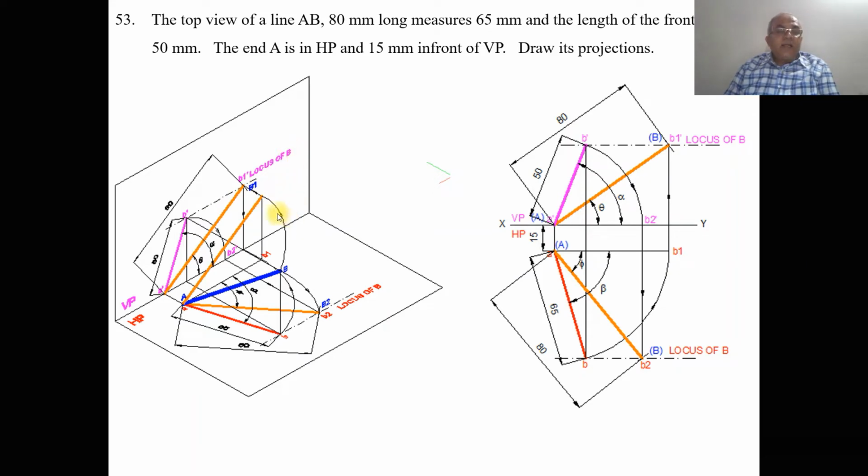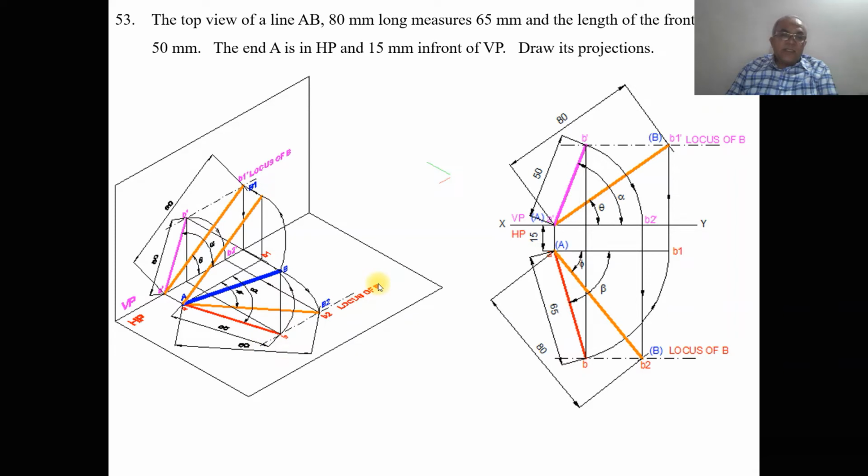Similarly, we now take up the top view. The front view is 50 mm. A dash is in HP, so B2 dash should also be on HP. So you take 50 mm and make that parallel to HP. Once you make that parallel to HP, you get the true length in HP. From here you draw a projector, and then with A as center and a radius of 80, cut an arc on this, so that you get A B2. So you get the locus of B in the top view also.